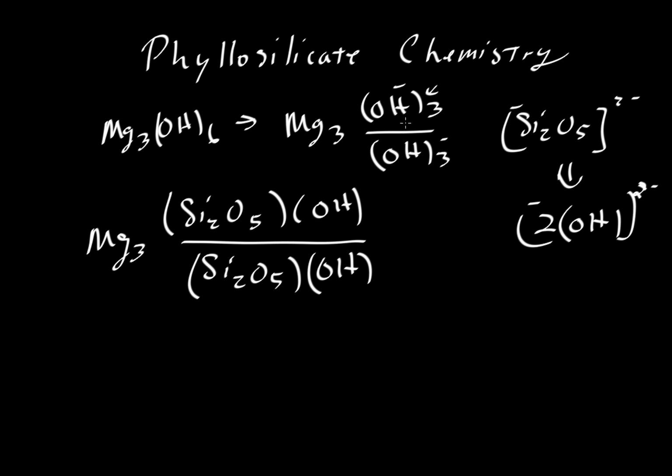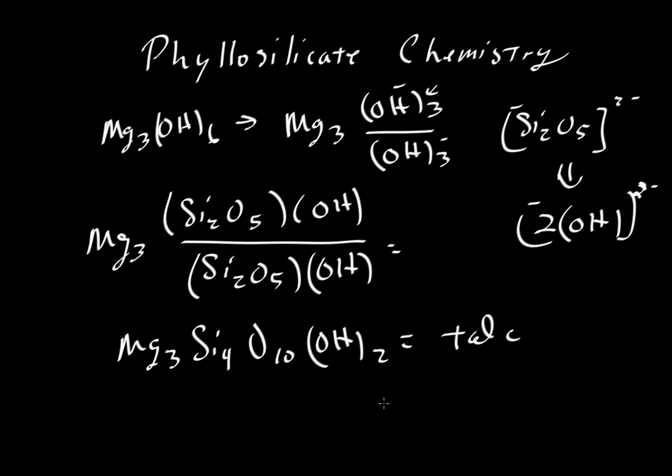So here we've made the switch both top and bottom, and this gives us, in a more standard notation, Mg3Si4O10, where we're adding up the total number of silicon atoms and the total oxygen atoms, and then we have 2 hydroxyls, and this is the mineral talc. We did this by starting out with brucite.